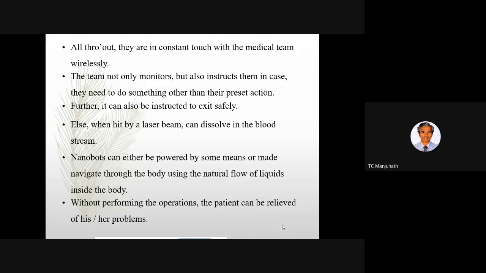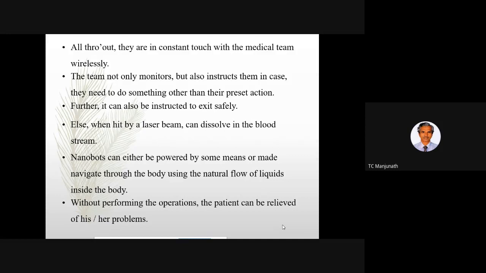Nanobots can either be powered by some means or made to navigate through the body by the natural flow of fluids inside the body. As the fluid is flowing, if the nanobot is also moving in the same direction, then the movement will be aided. On the other hand, if the fluid is moving in one direction and the nanobot is coming in the opposite direction, then more work has to be put.